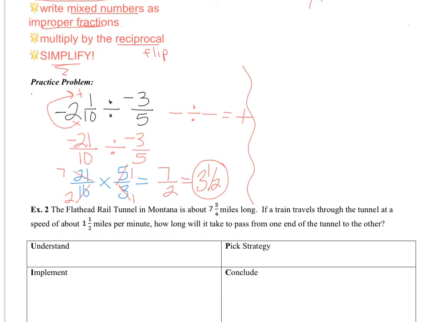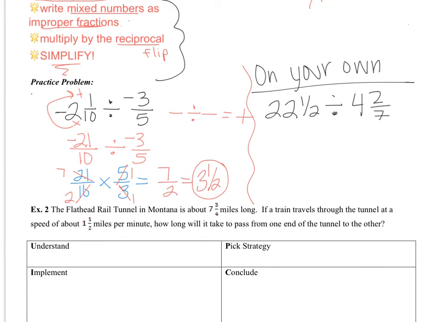All right, how did you do? This is what my workspace ended up looking like. I was able to cross divide on all of my numbers, which makes me very happy. Now I want you to try one on your own from beginning to end and see how you do. Remember to use our checklist: making improper fractions, multiply by the reciprocal, and simplify. All right, here's your problem: 22 1/2 divided by 4 2/7.